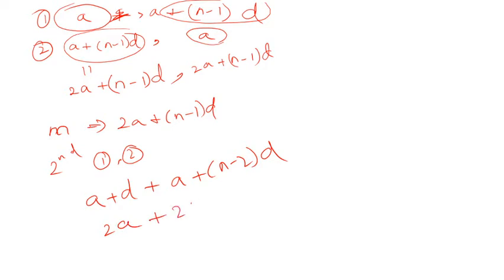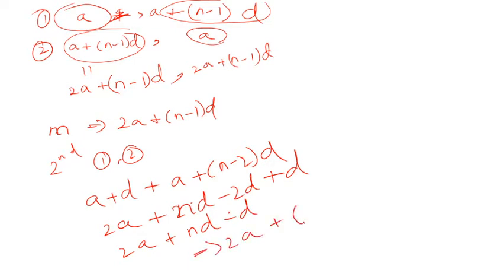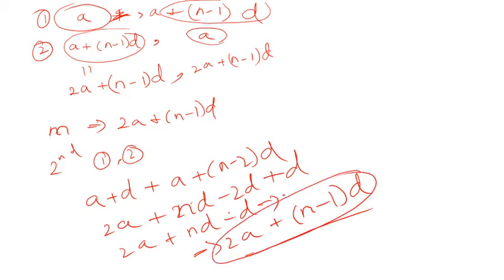2n into d minus 2d plus d, which is nothing but again 2a plus nd minus d, which is nothing but 2a plus n minus 1 into d. Take d common out, you will get this particular term. So if you add a particular term from the corresponding terms of both the equations, your result is always going to be 2a plus n minus 1 into d.